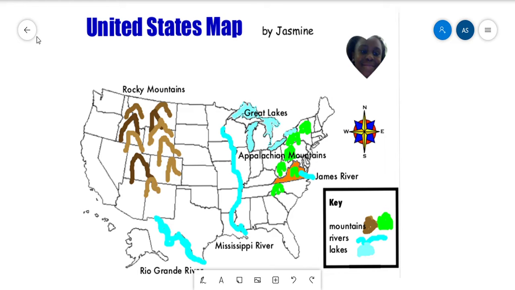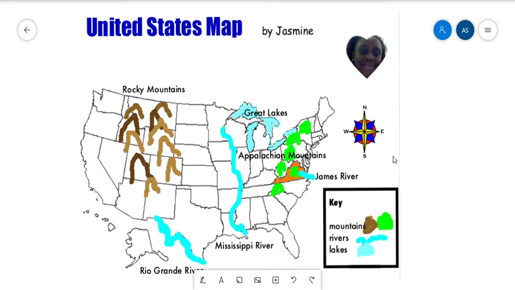So the map has a title, United States Map, and it has a key. The key is very important on a map because it tells us what we're looking at on the map. So this is the key. It's a box. It's usually in the corner, somewhere off to the side of the map. And it tells us what the symbols on a map mean. So here for her map, she has mountains are green and brown, and rivers and lakes are blue.